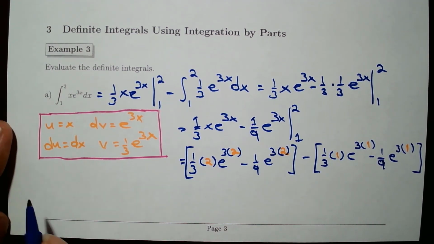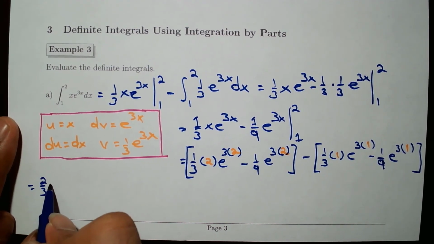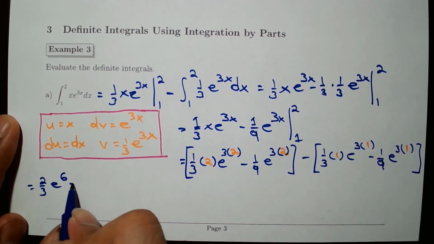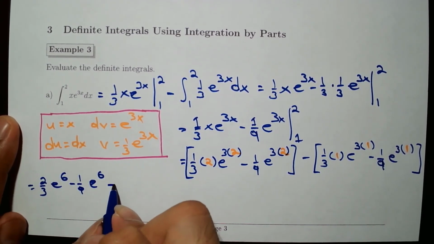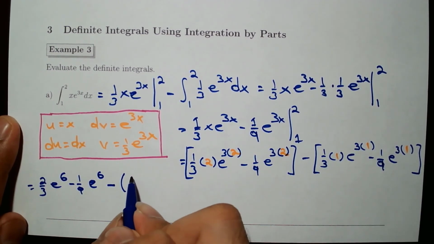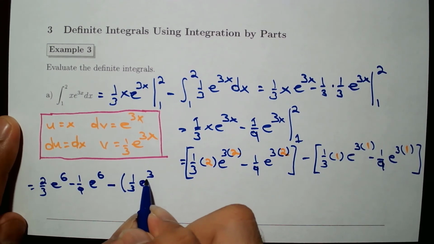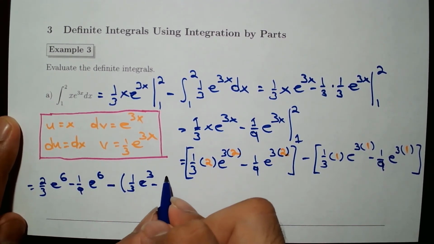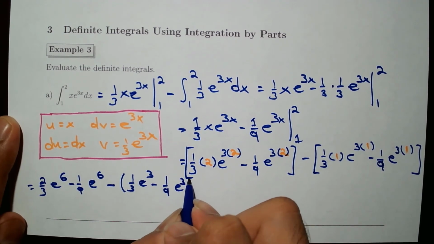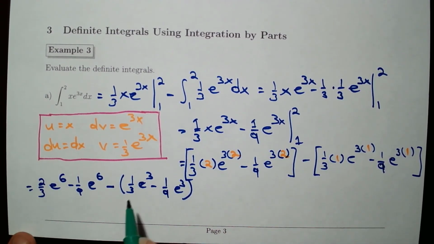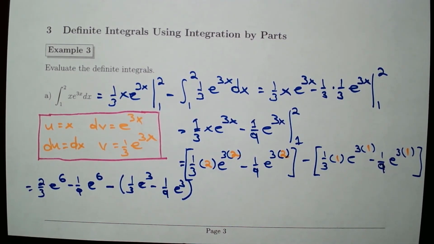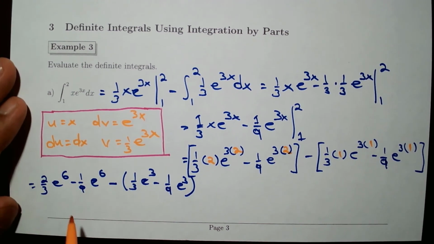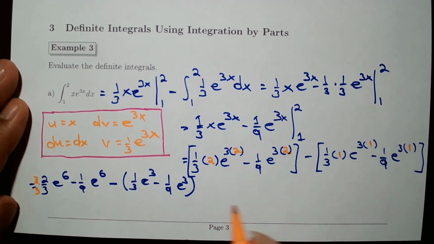Alright, so let's simplify this operation. So we're gonna have 2/3 e to the 6th minus 1/9 e to the 6 minus 1/3 e to the 3rd minus 1/9 e to the 3rd. Alright, so in this case, notice how these two are like terms because they are both e to the 3rd, and these two are like terms because they are e to the 6th. So in this case, I'm going to multiply by 3, numerator and denominator, to have the same denominator.